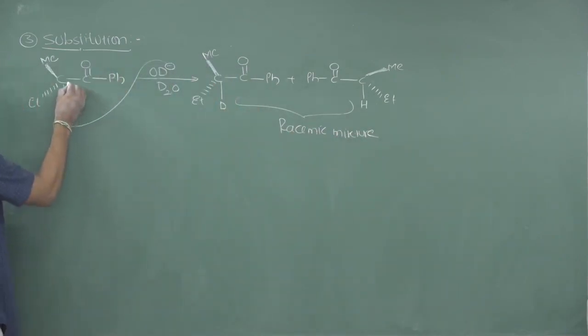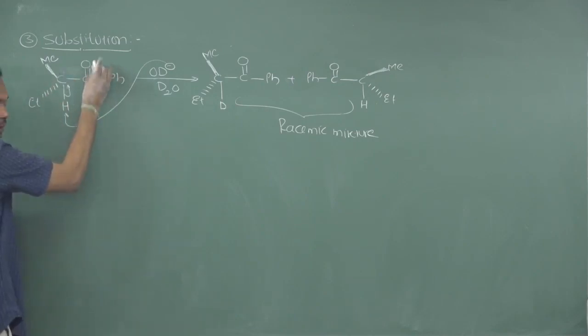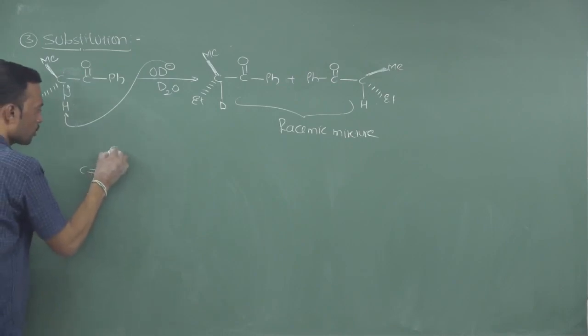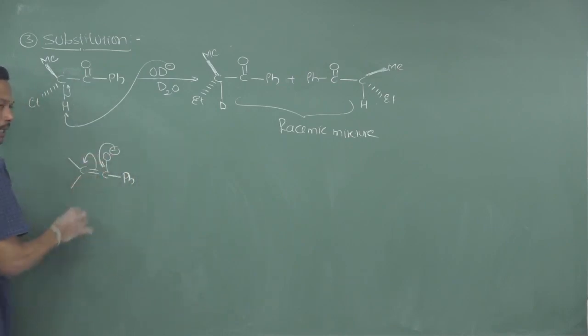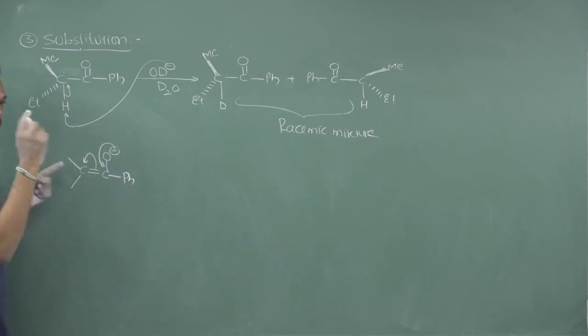After deprotonation you will get a carbanion. This carbanion is involved in resonance and forms an enolate ion. Now here you will get which charge? Negative charge. Like this you will get. Actually you will get this one. Whenever it comes back, they may attack here, two possibilities, above deuterium, below deuterium.